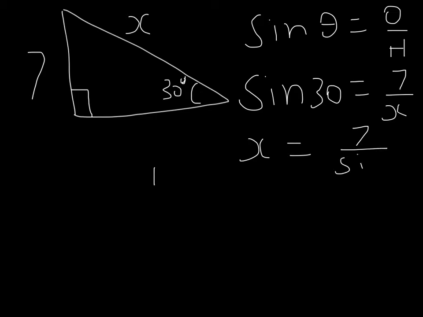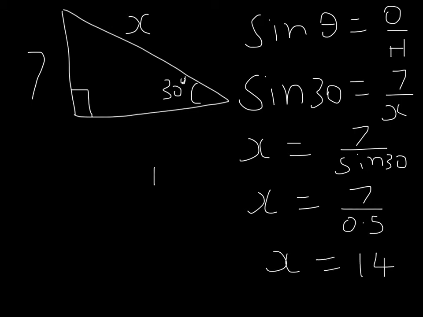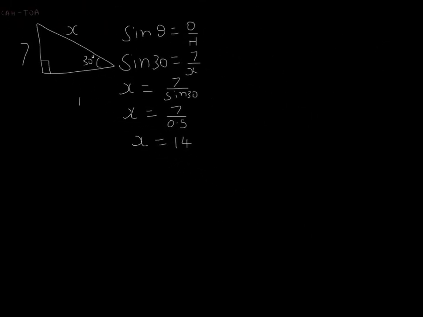Now if you type sine 30 into your calculator, and make sure your calculator is set to degrees, you'll get half. So x is 7 divided by half, and that's 14. Nice and easy. So that's the first type of question we might get.